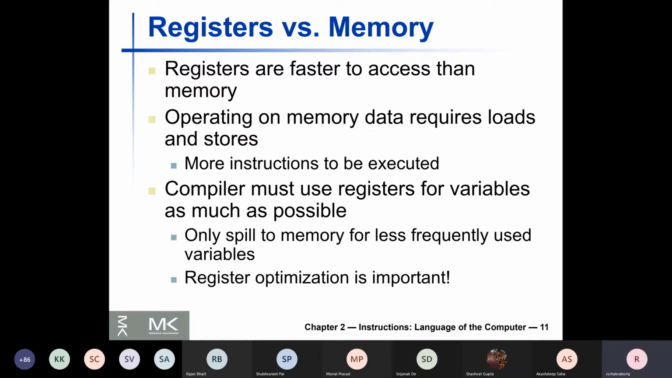So as we said, the compiler must use registers for variables as much as possible, and you only try to spill to memory for less frequently used variables. You don't want to really send stuff to memory, because sending data to memory goes through the von Neumann bottleneck and it's slow. So this register optimization, register lifetime analysis, that after execution of what code some register will be free and it can be reused, this type of analysis is oftentimes included in compilers. Probably you have also learned or you will learn in your class.